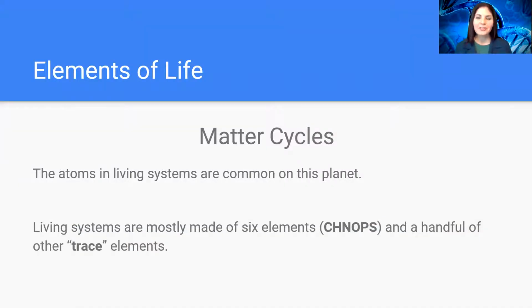So first of all, you need to know that matter cycles throughout the Earth. It cycles throughout all of the different systems, and we have different cycles that different elements cycle through. So we have carbon cycle, we have our hydrogen cycle, water cycle, phosphorus cycle, sulfur cycle, nitrogen cycle. So all the atoms in living systems are common to this planet. And living systems are mostly made up of 6 common elements, and we call those CHNOPS. So we have carbon, hydrogen, nitrogen, oxygen, phosphorus, and sulfur, and a handful of other trace little elements.